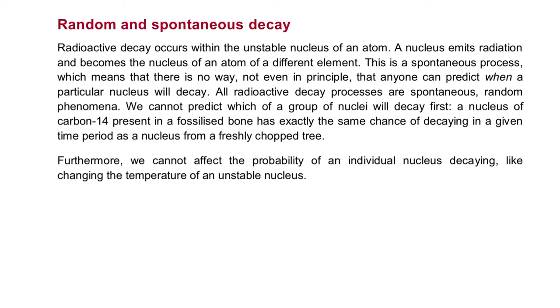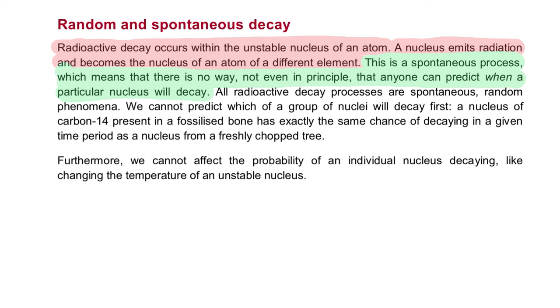So now we're going to look at random and spontaneous decay. Radioactive decay occurs within an unstable nucleus of an atom, or in unstable nuclei. What happens is the nucleus will emit radiation and it becomes the nucleus of an atom of a different element. That's in the case of alpha and beta decay. And it's important to note that this is a spontaneous process, which means that there's no way, not even in principle, that anyone can predict when a particular nucleus will decay.